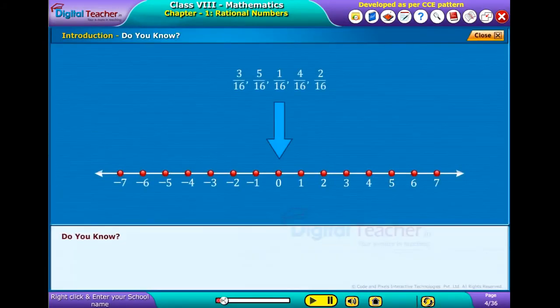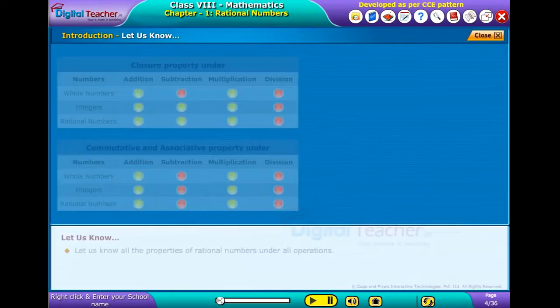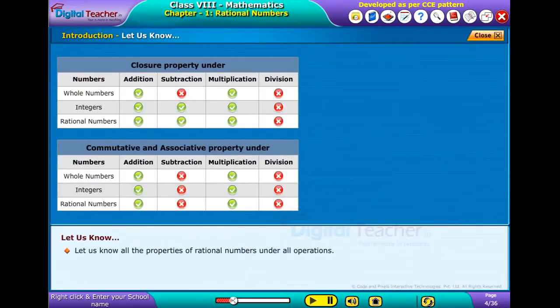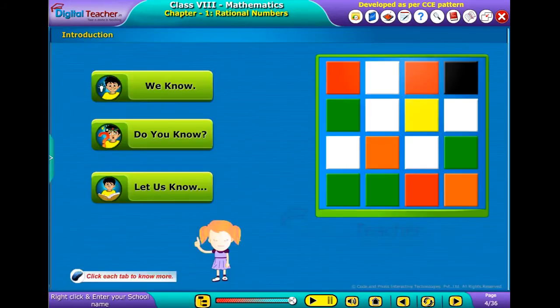Do you know how to represent all the numbered colored tiles on a number line? And can you explain all the properties of rational numbers? Let us know all the properties of rational numbers under all operations. And also learn how to represent rational numbers on a number line and conversion of decimal form into rational form. Now, let us learn about properties of rational numbers.